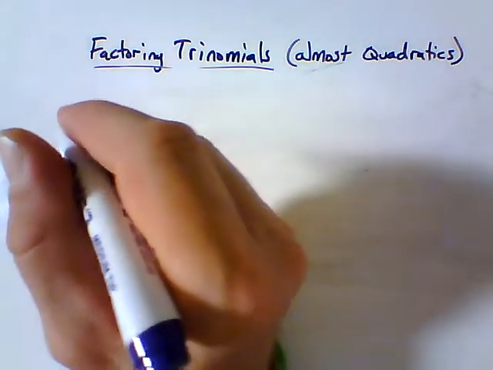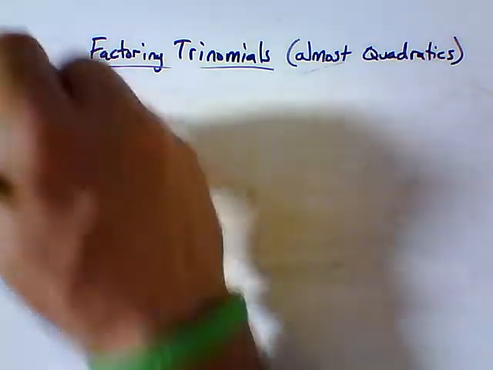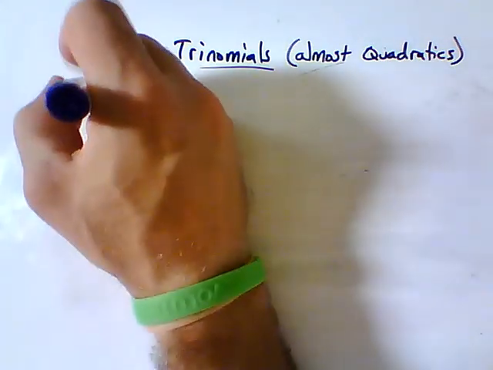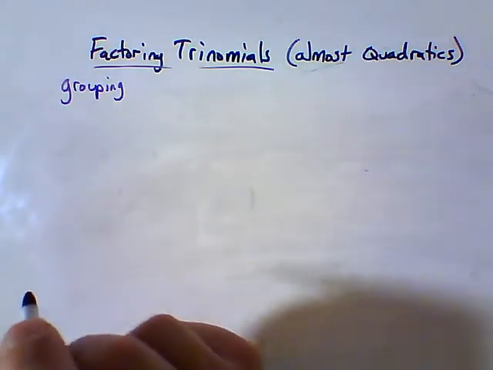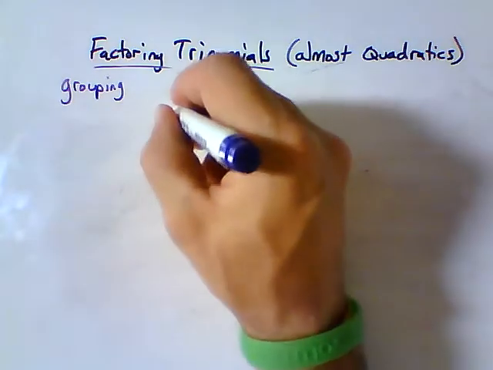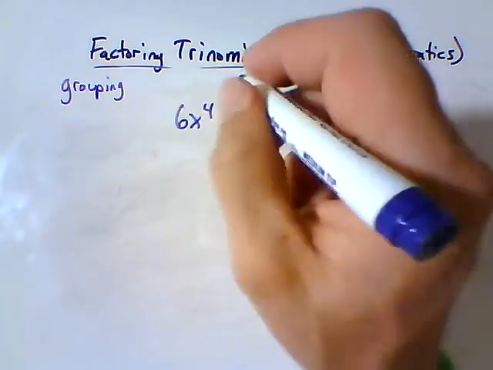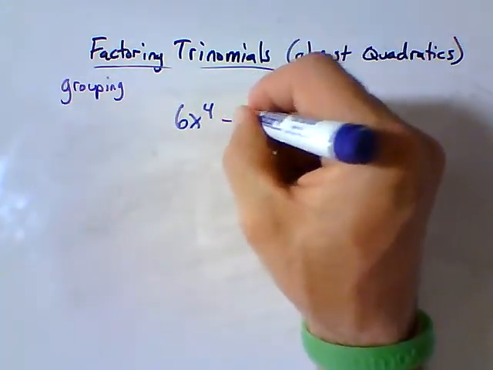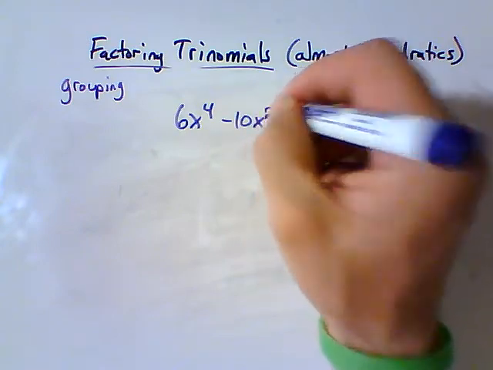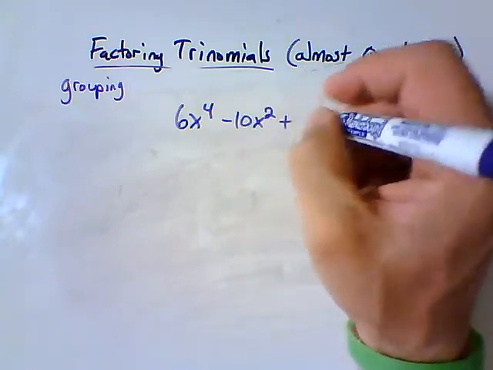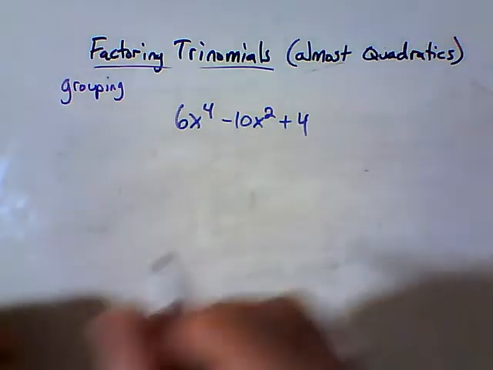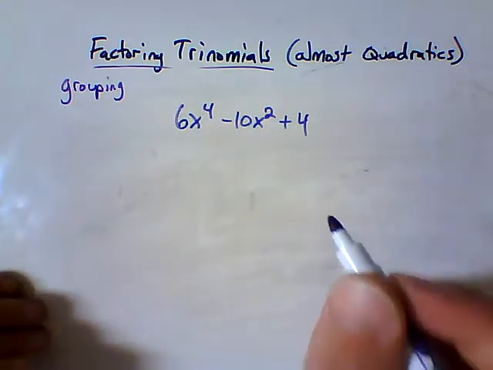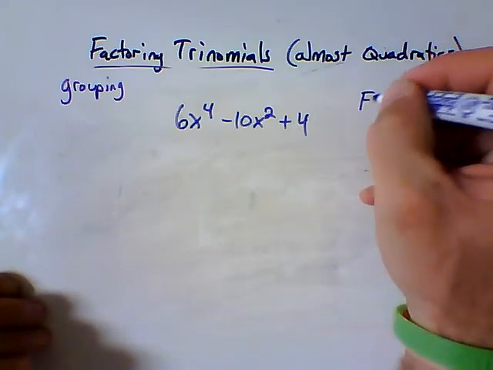Number 3. We're going to do this one with grouping. Do you want to substitute? No, that's not a substitute. No sub. Alright, so 6x to the 4th minus 10x squared plus 4. This guy's half of that guy. We're going to be good. He's going to at least have a chance of factoring. Factor list.